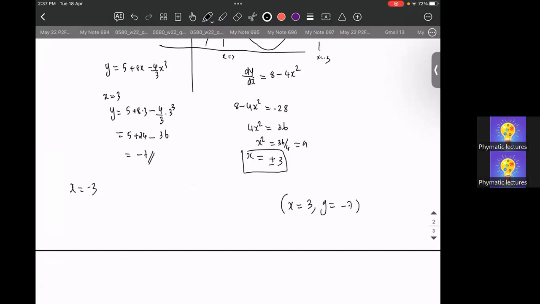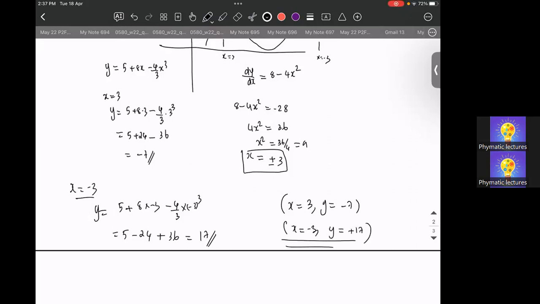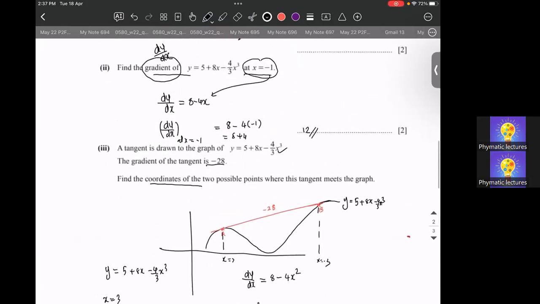Then you substitute x is equal to minus 3. So what happens to the y? 5 plus 8 times minus 3 minus 4 by 3 into minus 3 whole cubed. So 5 minus 24 plus 36. So the answer will be 17. So the next coordinate is when x is equal to minus 3, y coordinate is plus 17. So these are the two coordinates at which the gradient is minus 28.